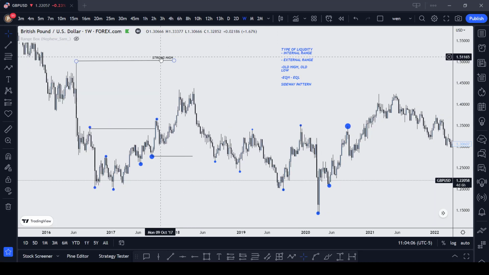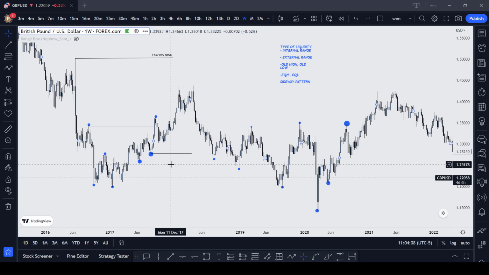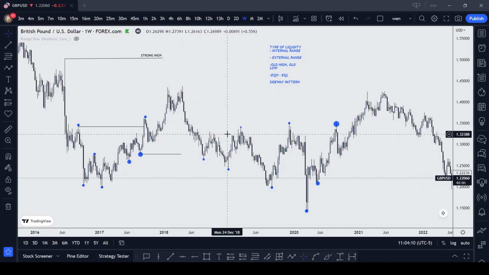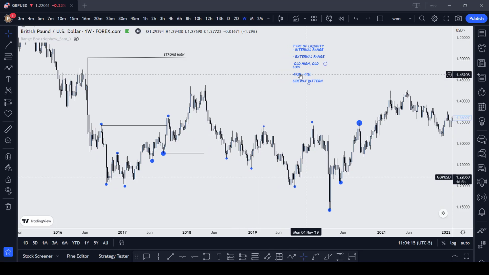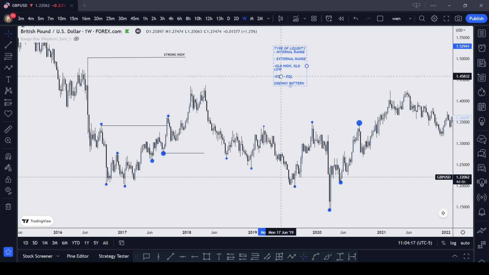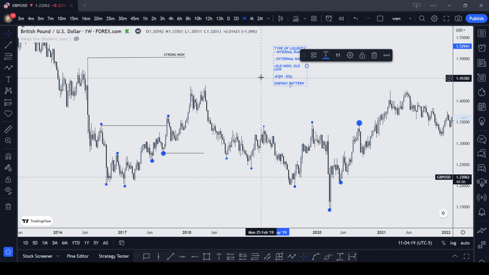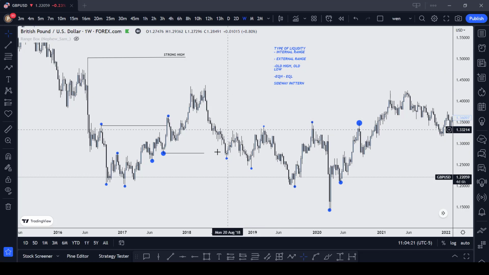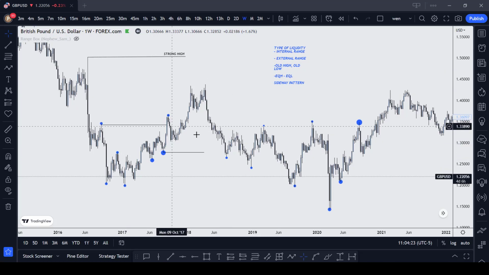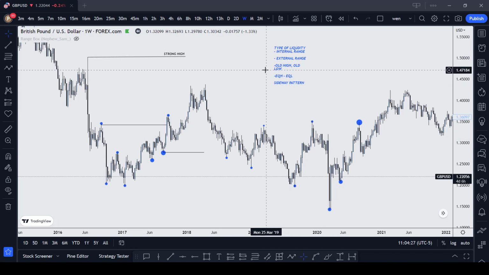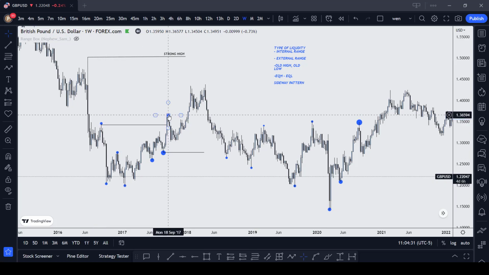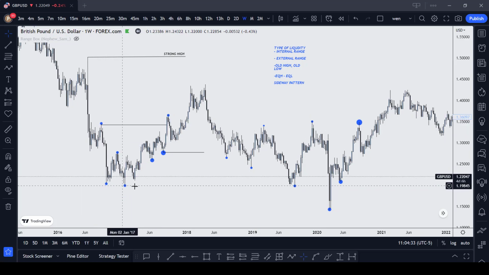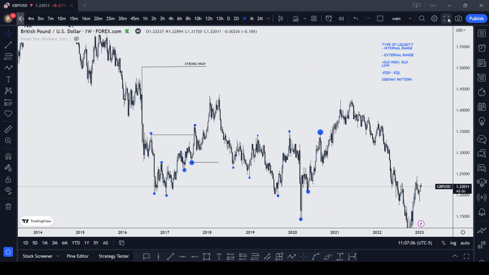In my other video, I also went over the strong high and strong low series. So if you guys want me to do a personal video on strong highs and strong lows, let me know and I'll do it for you. And so that's the first liquidity, external range and old highs or old lows. Like this is an old low, and this right here is an old high. So you can expect these to be broken.